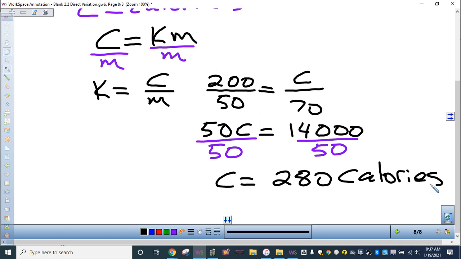Right? So if you got an Apple Watch, who's got an Apple Watch? Yeah. What's your calorie goal?